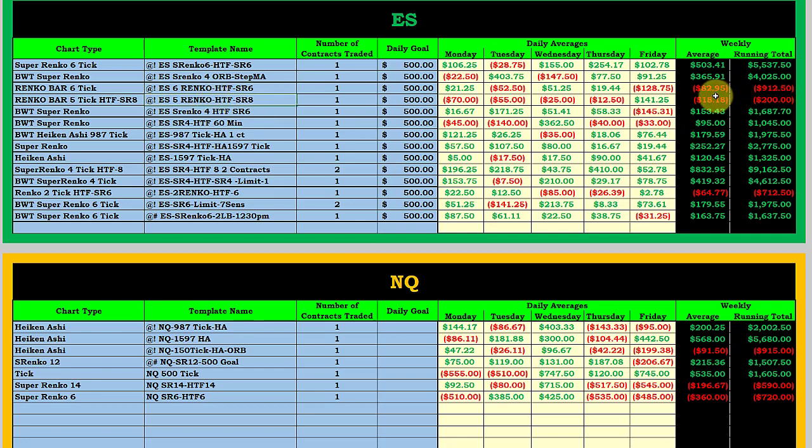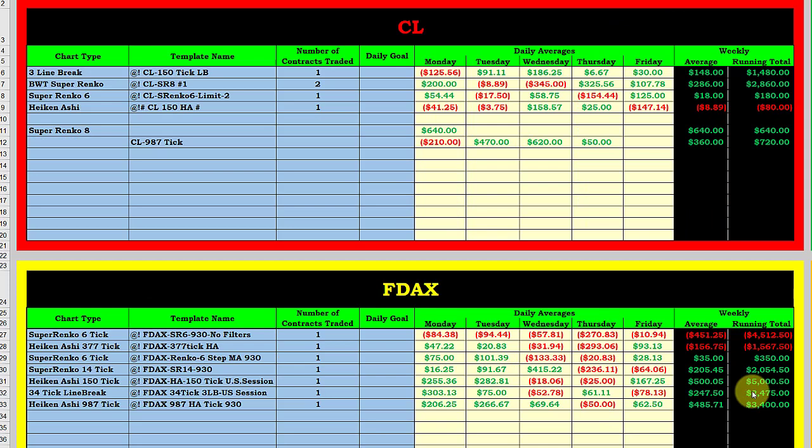They've done well up until just a couple of weeks ago, and then they started drawing down. But I'm going to add the open range filter to these and see if that lifts performance. Everything else on here actually looks pretty good. The 987 tick, interestingly, is solid in the ES, it's solid in the NQ, and it's also solid in the DAX. So note the 987 tick in the DAX, really solid in the DAX, and the 987 tick in the oil.